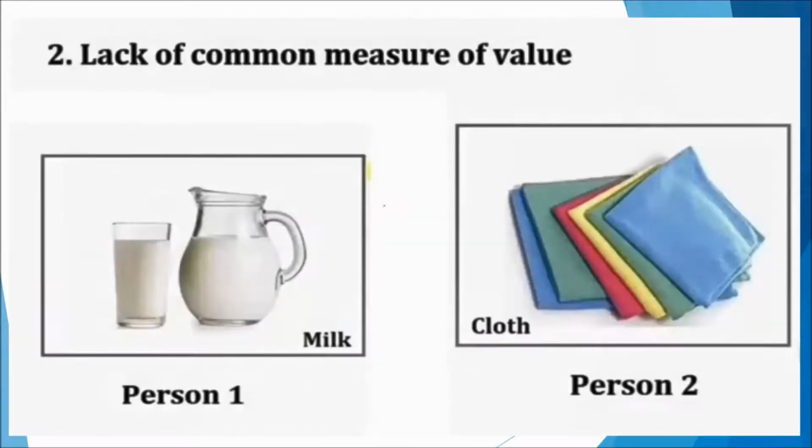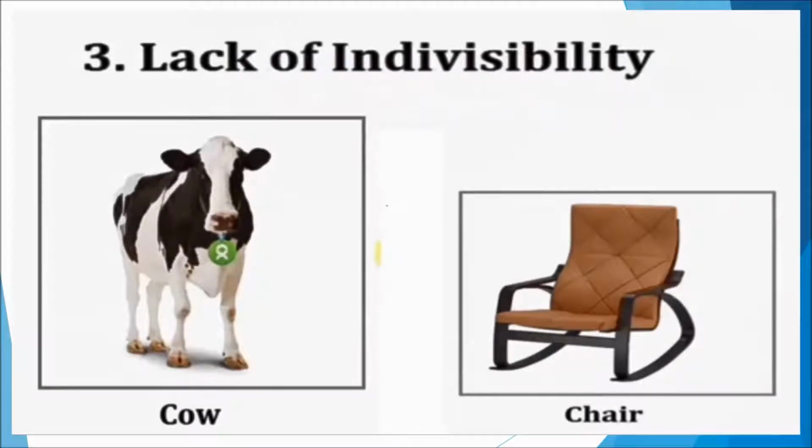So the second drawback is lack of common measure of value. So there is no proper measure of value. For example, if person 1 has milk and person 2 has cloth and they have to exchange with each other, there is no proper measuring value in the system. The third drawback is lack of indivisibility.